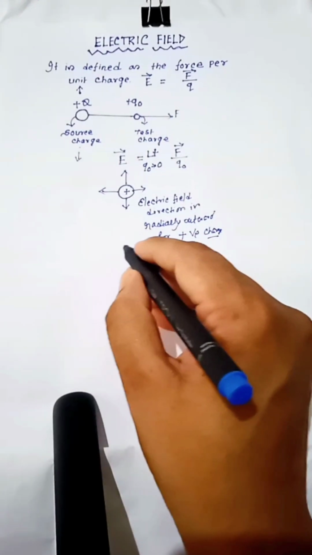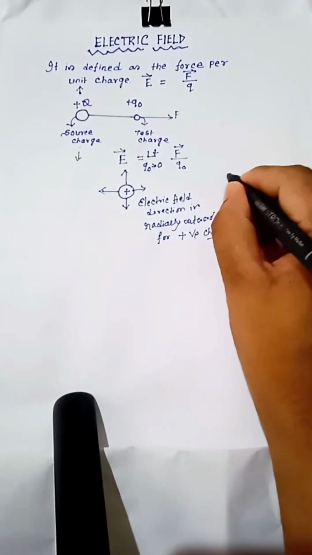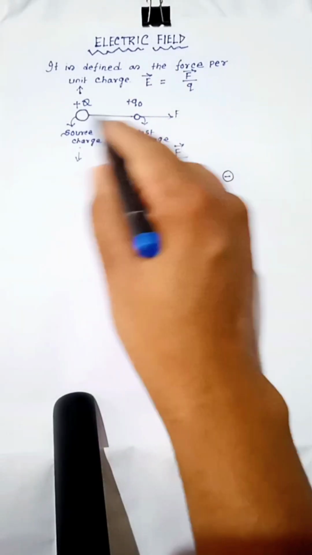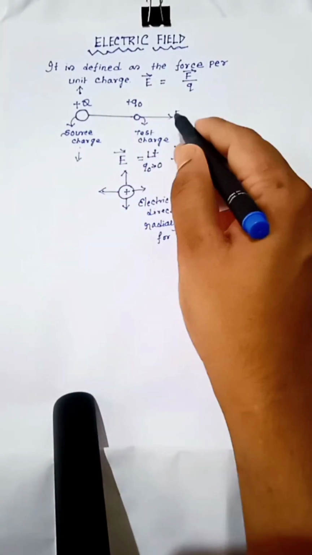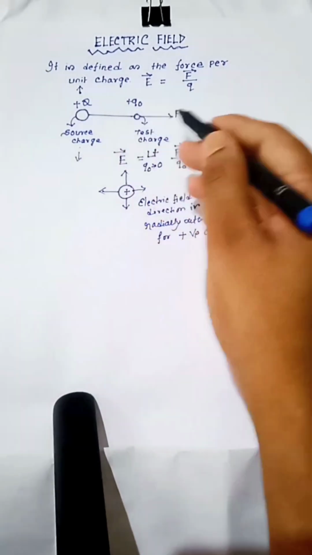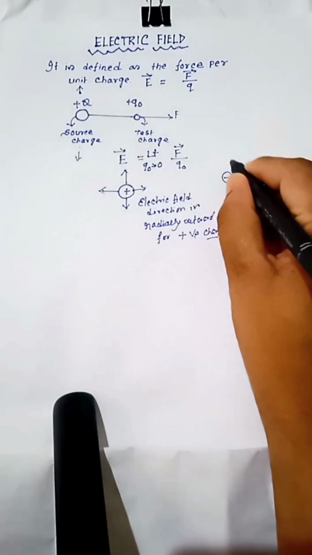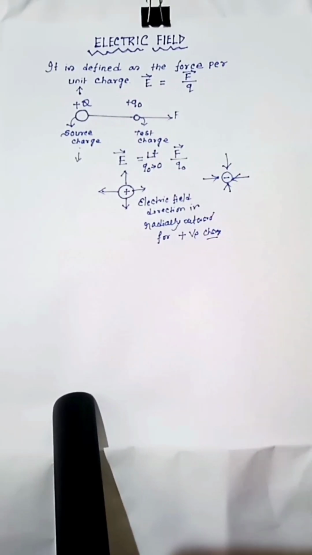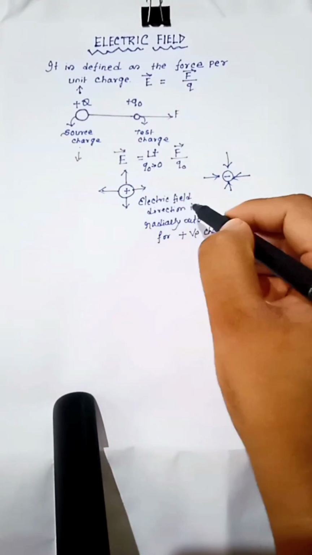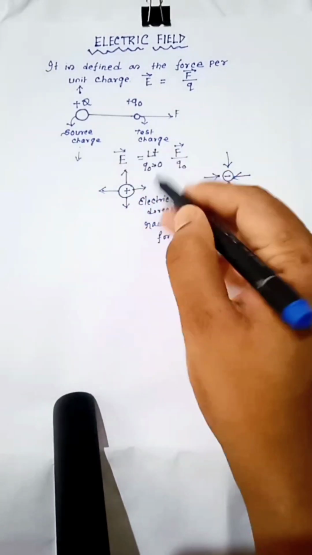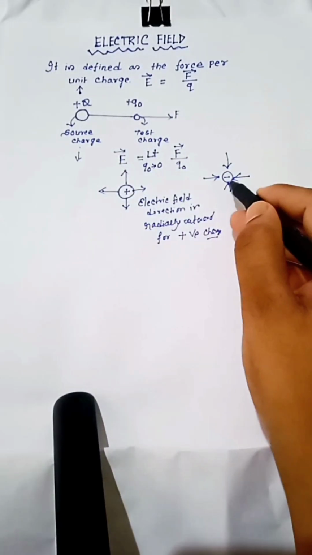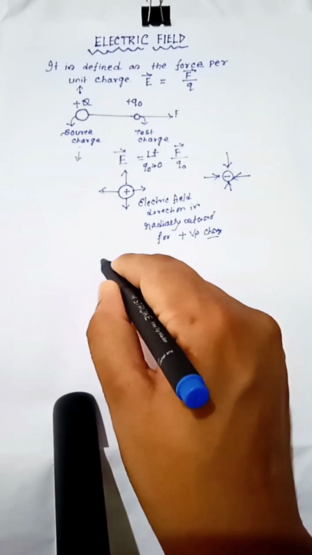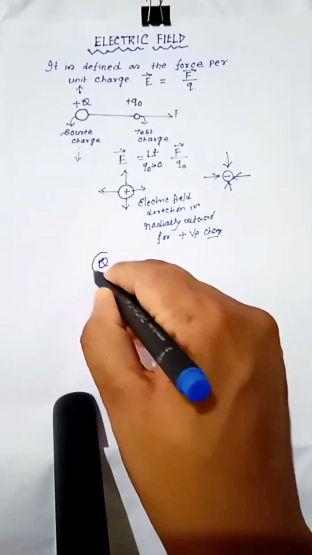But if we consider a negative charge, then what will happen? The force will be an attractive force. So it will be in the inward direction, radially inward. So today we have learned that field direction is radially outward for positive charge and radially inward for negative charge. And suppose we have a charge Q.